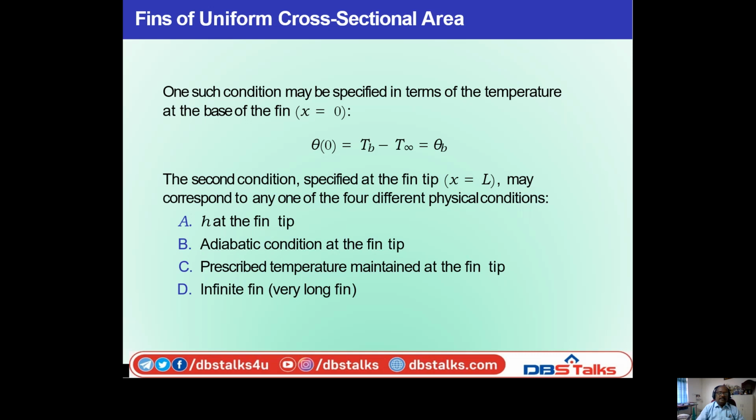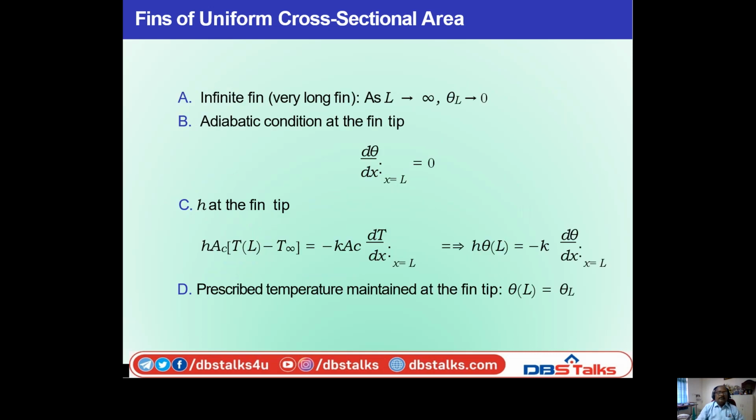What are the different cases? First, convection with heat transfer coefficient h at the end of the tip. The second condition is an adiabatic condition at the fin tip. Adiabatic means there is no heat transfer, that is, the fin tip is insulated. And there is one more condition, an infinite fin, that is a very long fin. Another condition is a prescribed temperature maintained at the fin tip, if there is a specific temperature. So these are the various conditions. For these various conditions, we will discuss what the heat transfer equations will be.